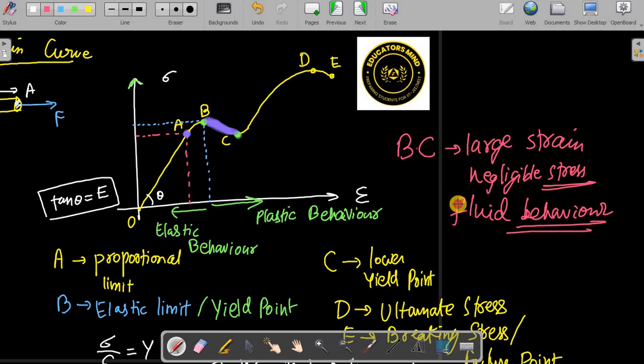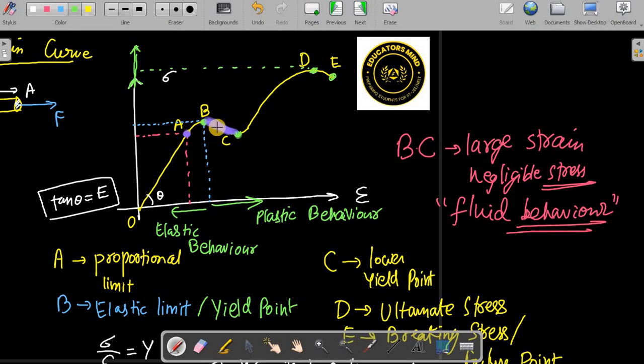Okay. So for example, in a fluid, what happens is that without much stress, a lot of strain happens. So B to C portion represents the behavior of a fluid. After point C onwards, this is increasing continuously. That point D is the point where we have the maximum possible stress. After that, the body is going to break down. Breakdown happens quickly from D to E. So E point is very near to D, right?